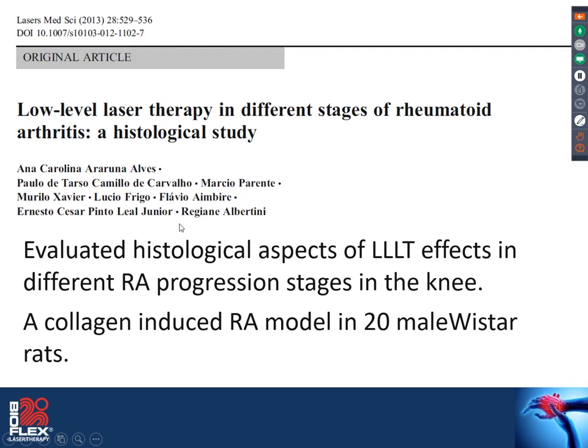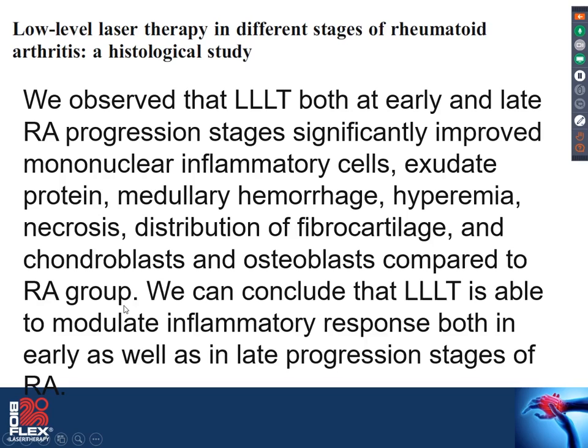This particular study, I usually shy away from animal model studies, but there were no good ones with RA at the wrist and the hand. So this particular one was on rats, so bear that in mind. But I found it interesting because they evaluated the histological effects of laser therapy for different stages. Now, it was at the knee, but the model itself was looking at rheumatoid arthritis.